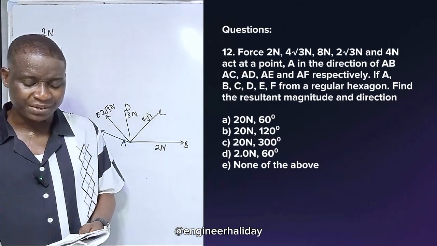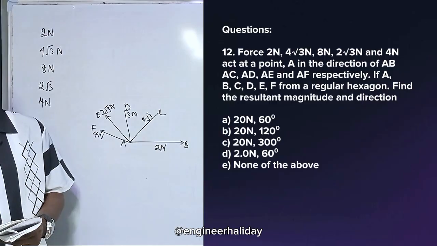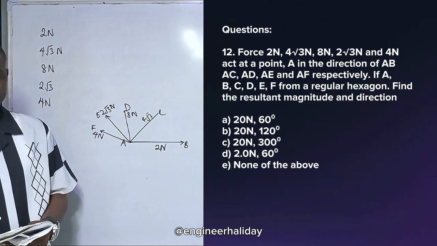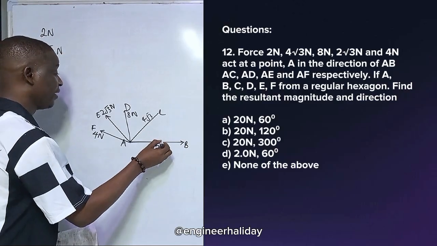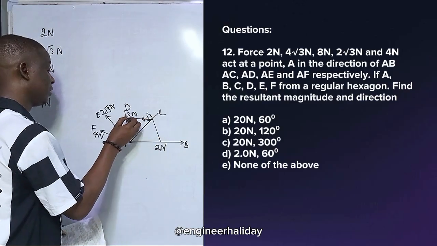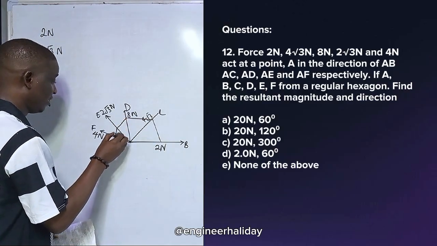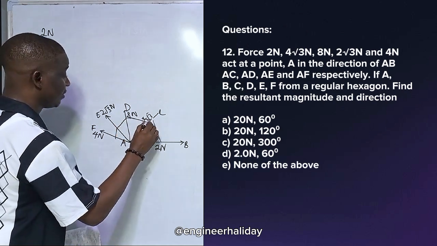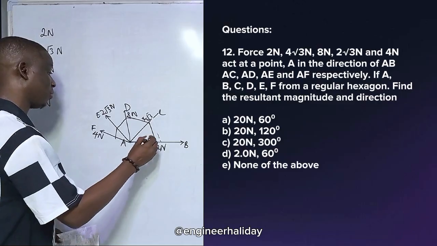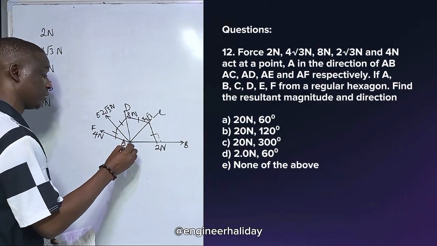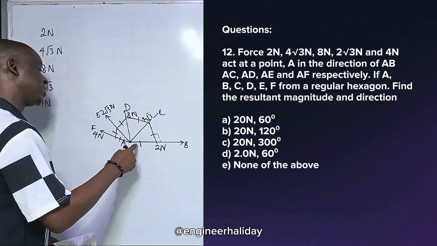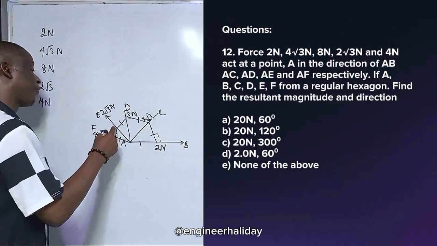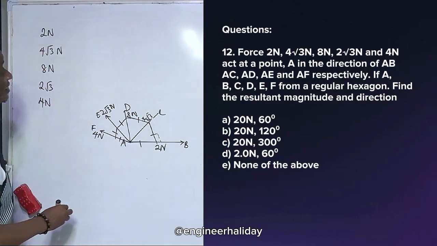If A, B, C, D, E, F form a regular hexagon, that means this one, this one, this one, this one, they form a regular hexagon. This angle is equal to this, equal to this, equal to this. So how many sides? 1, 2, 3, 4, 5, 6. So it's a hexagon.